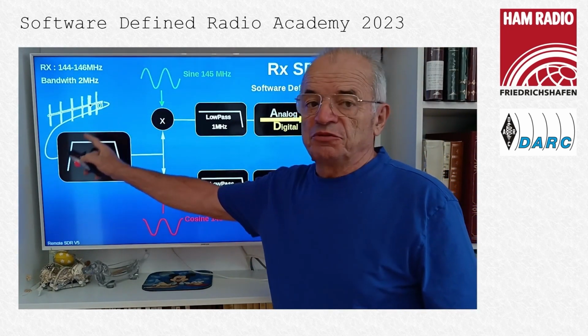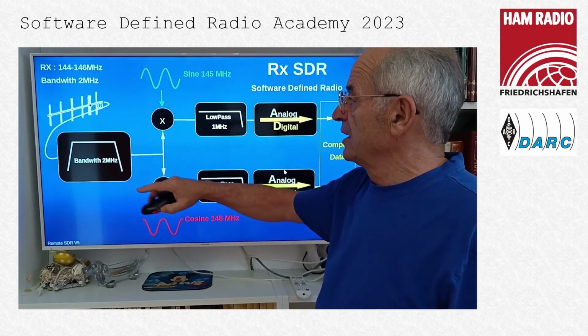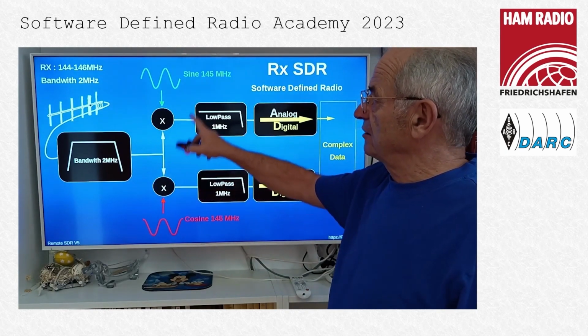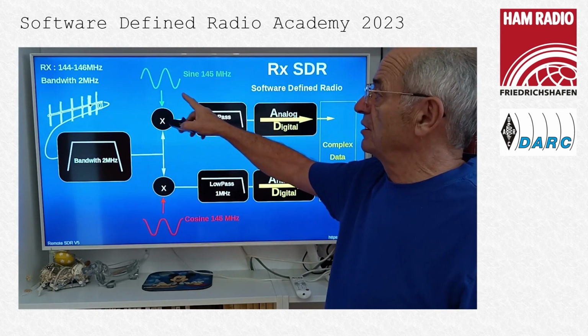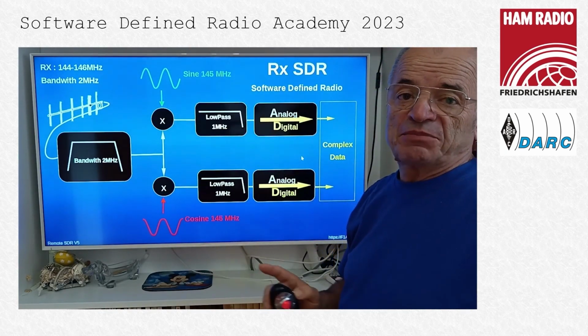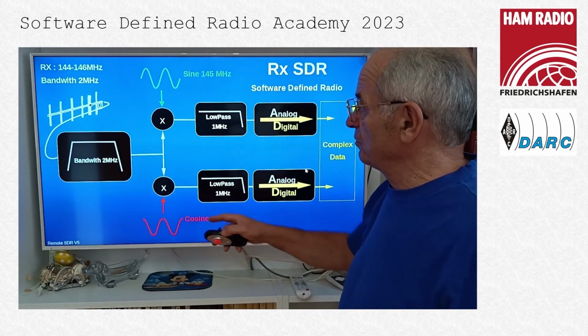At the beginning, we have to filter the band, 2 megahertz around 145, and we multiply this signal by 2 signals at 145 megahertz. One I call sine and the other one cosine. It's exactly the same, except there is a phase shift of 90 degrees. It's like a complex demodulation.